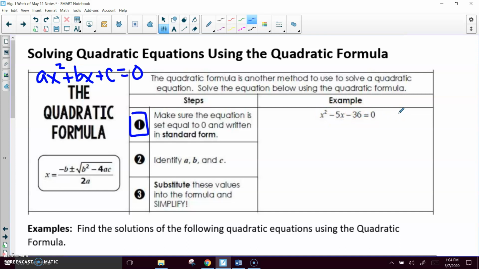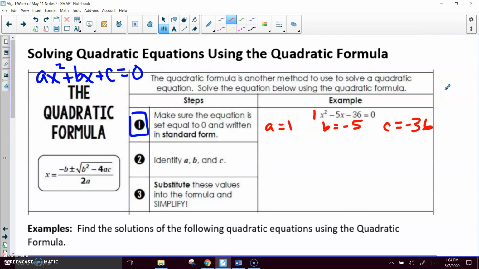Then they ask us to identify the a, the b, and the c value. The a value is what is in front of your x squared. Nothing is there. That doesn't mean it's 0. Remember, it is an invisible 1. So our a value is 1. Our b value is what is in front of the x. Take the sign with it, negative 5. And our c value is the constant. Again, take the sign with it.